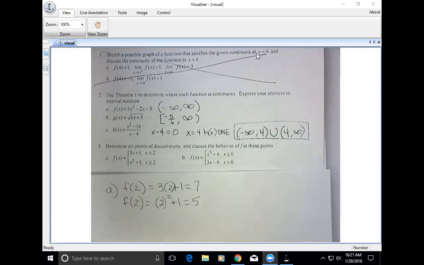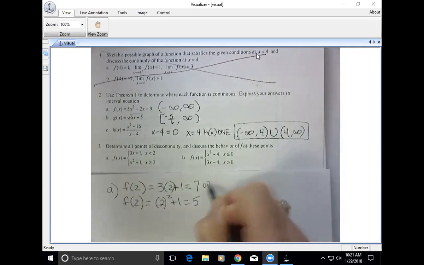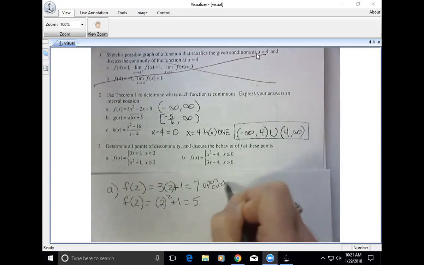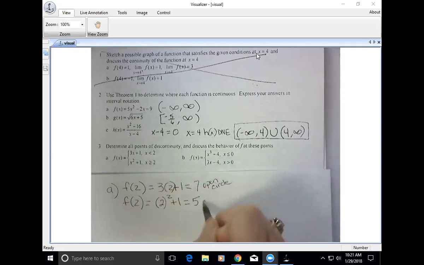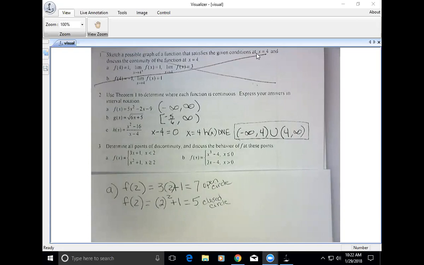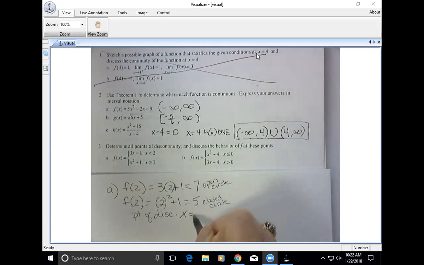No. And what I know is this one is an open circle because it came from the inequality that doesn't have the or equal to sign. This one is the closed circle. That tells me I've got a gap in there because these are not the same y values. So what would you tell me? Do I have a point of discontinuity? Yes, I have a point of discontinuity at x equals what? At 2. There you go. I would have a point of discontinuity at x equals 2.